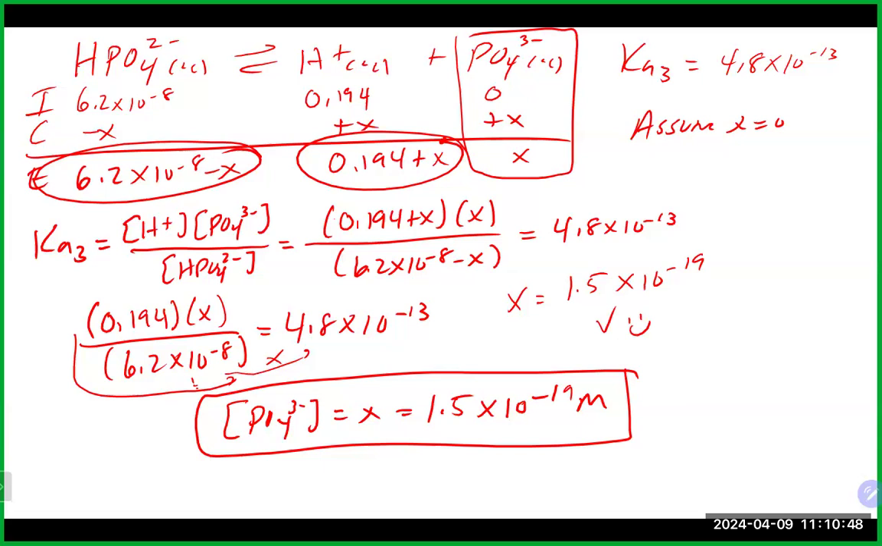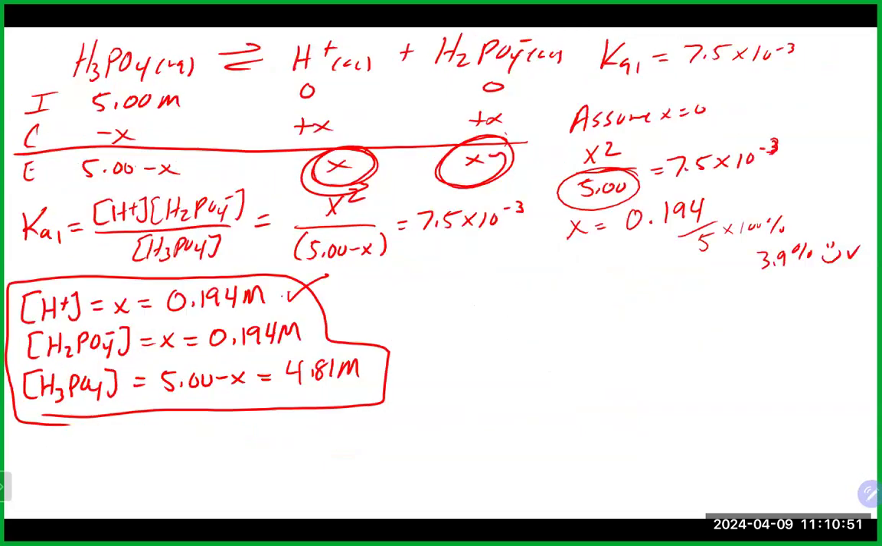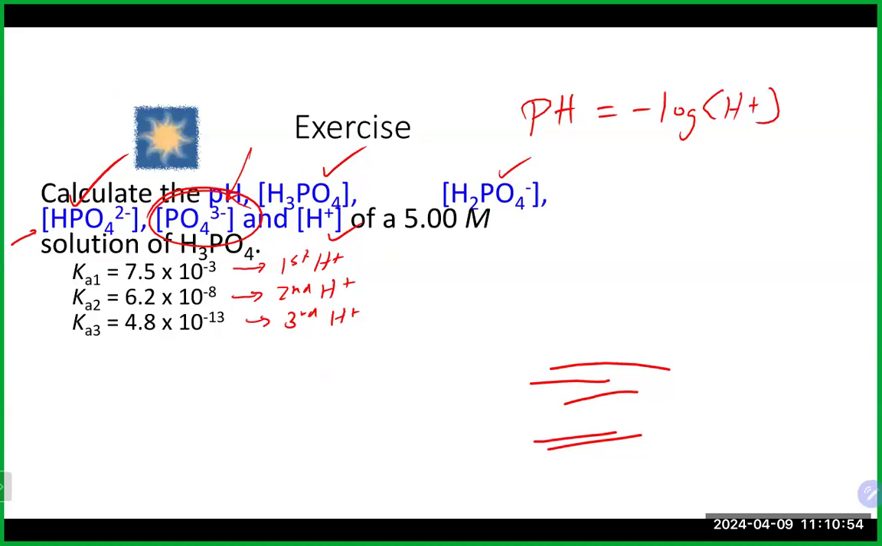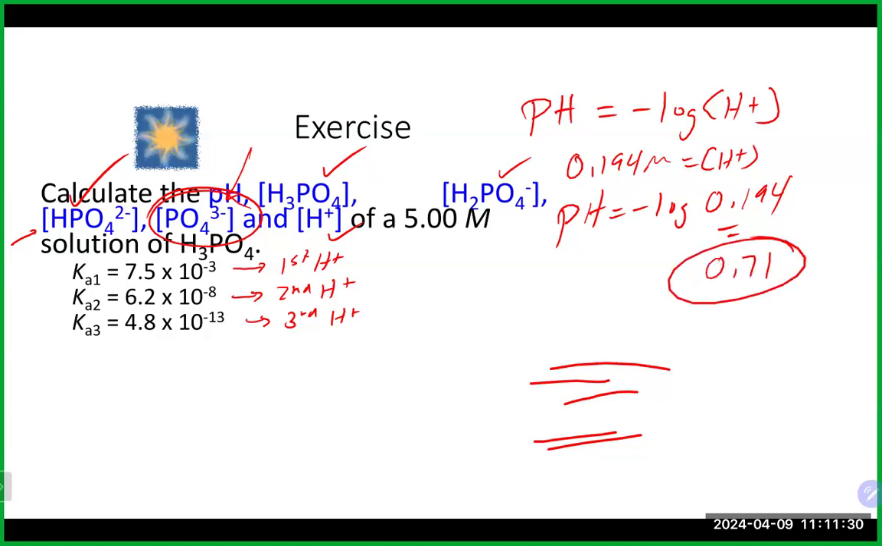So if you're asked to calculate the pH of a polyprotic acid, in most cases it is safe just to do it based off of the first ICE table. You wouldn't necessarily have to do the second ICE table or the third ICE table, as a majority of the H plus is going to come off in that first hydrogen coming off, which in this case was 0.194, I think. So that means our pH in this case would be minus the log of 0.194. And that's going to give us a pH here of 0.71, which is definitely acidic.